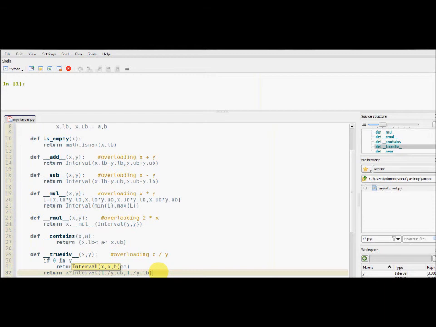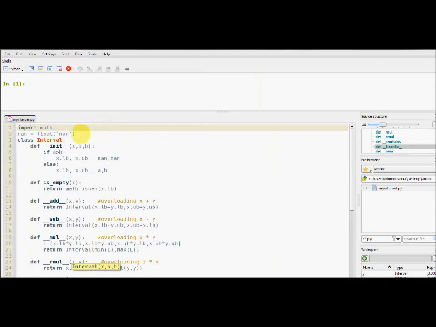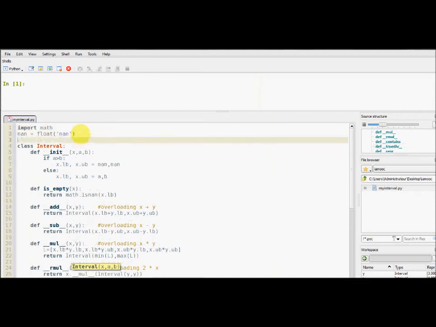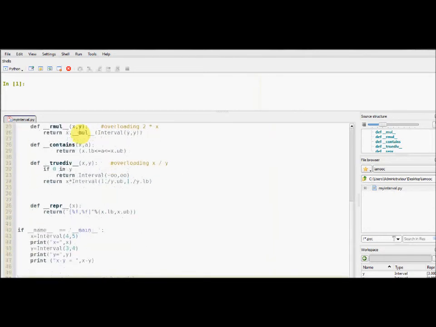Of course, for this division, I will have to define what means infinity. And the infinity, so here with not a number, I will define infinity as float of infinity. In Python is like this. So let me check the multiplication.